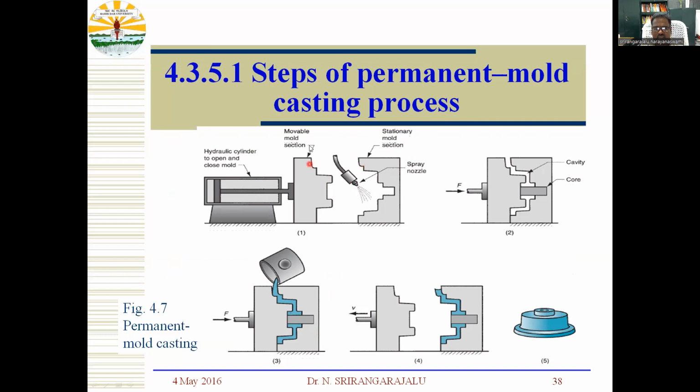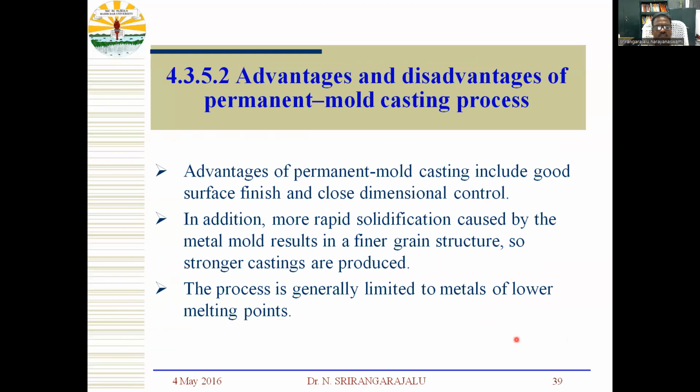Here we have a movable mold section, the stationary mold section, and a spray nozzle. With the help of that, we can clean the mold, and force is applied to close and arrange the mold cavity. After that, you can pour the molten metal. This molten metal will enter the mold cavity and solidify for some time. After the solidification, you remove the movable mold section and finally we get the product like this in this permanent mold casting process.